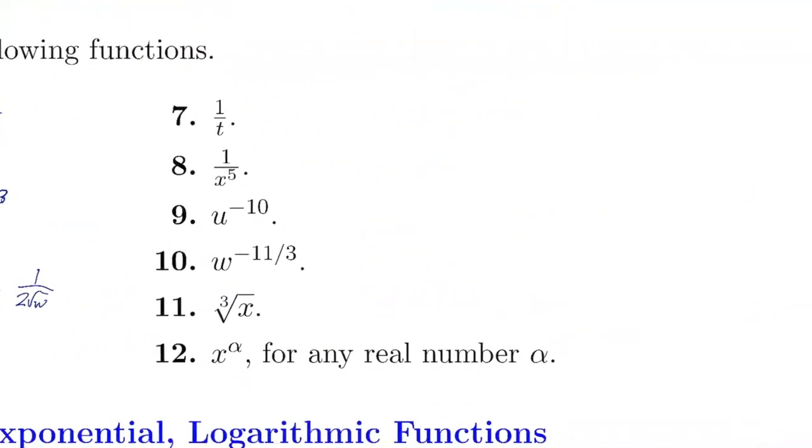Okay, what about 1 over t? Well, 1 over t is t to the minus 1 power. Again, there's good reasons why it's considered the minus 1 power. And so we get minus 1 times t to the minus 2. And t to the minus 2 is 1 over t squared. So you can think of that as minus 1 over t squared. So the derivative of 1 over t is minus 1 over t squared.